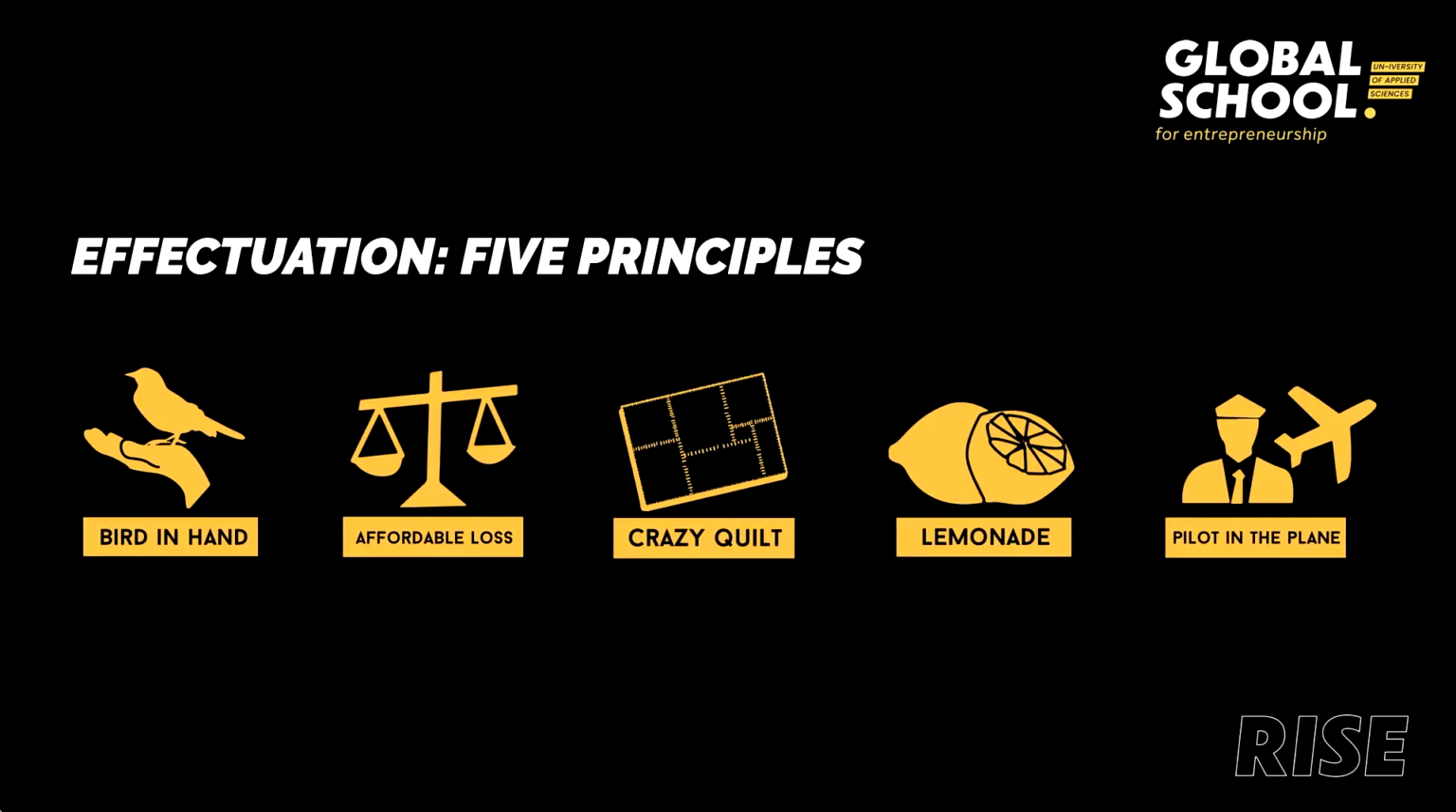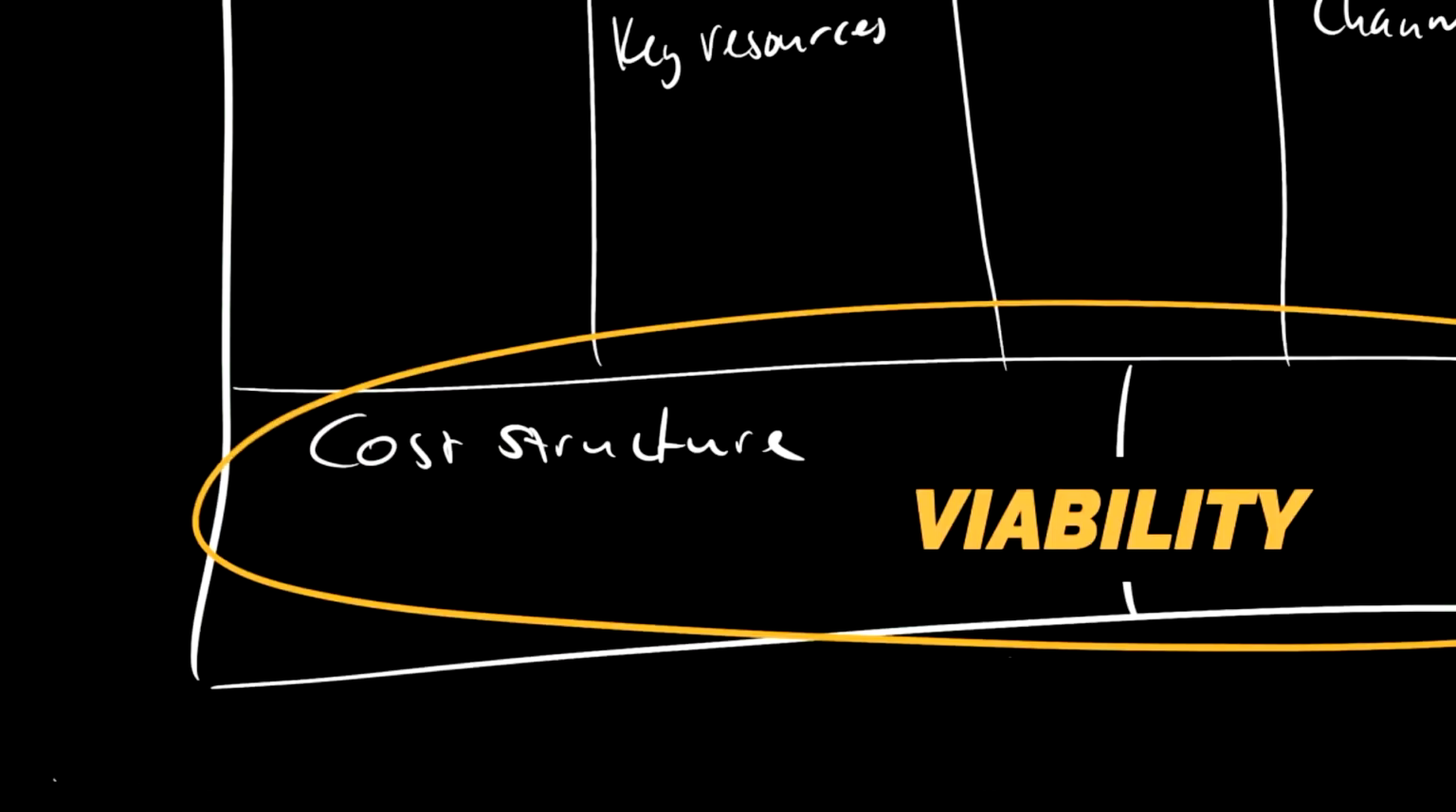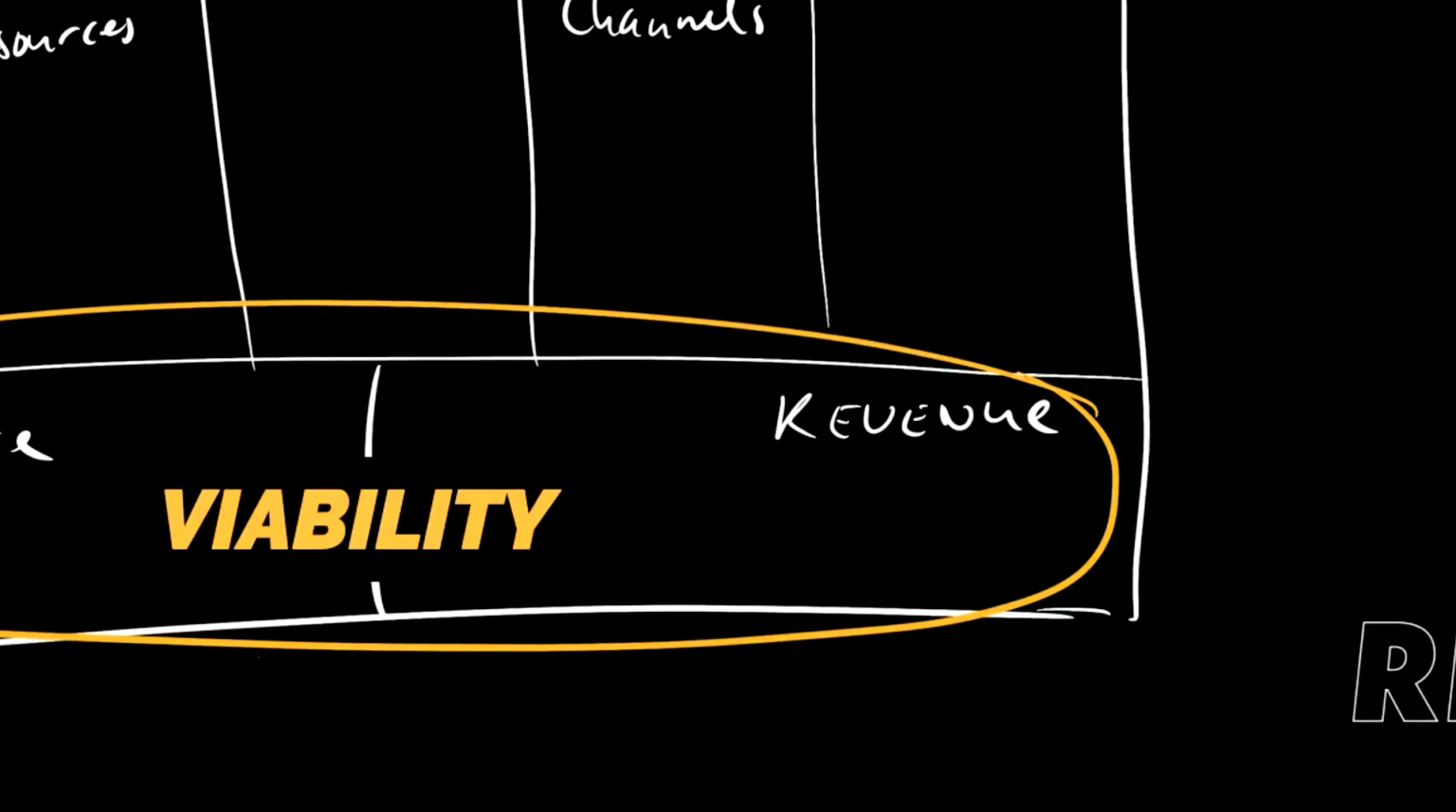So these are the effectuation principles, and we're going to be connecting them to the business model canvas. The business model canvas has 9 building blocks, and these building blocks are all describing how the business model of the company works. And in the bottom, you can see the cost structure and the revenue stream, and that's all about the viability of a business.